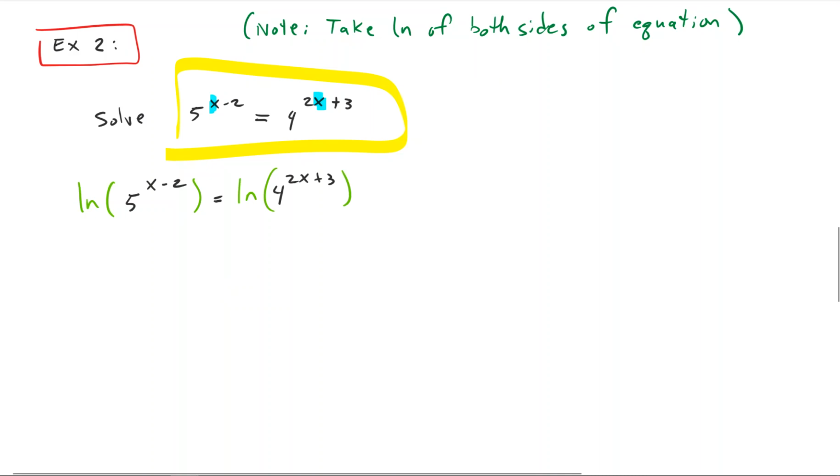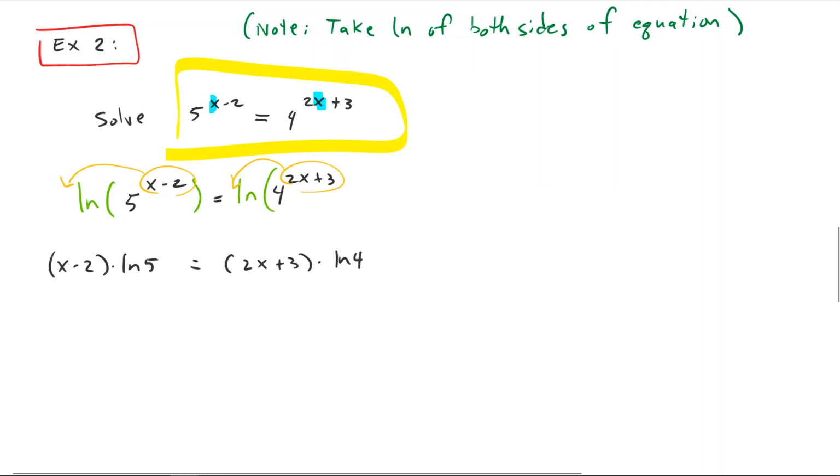So the natural log of the left and the natural log of the right. This is wonderful, right? Because it lets us take the exponent out front, both exponents out front on the left and right side of the equation. So now we have the quantity x minus 2 multiplied by the natural log of 5 equals the quantity 2x plus 3 multiplied by the natural log of 4.